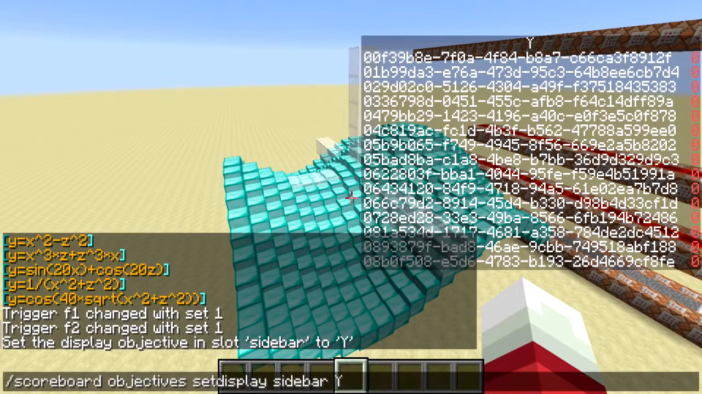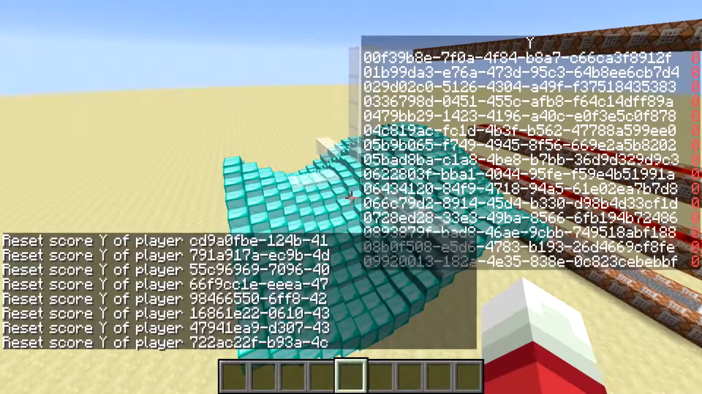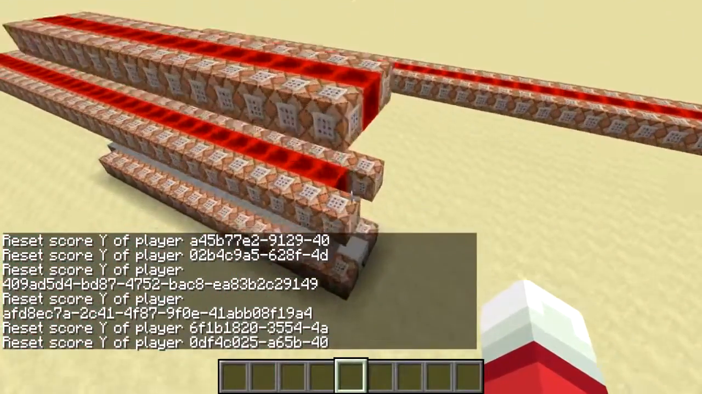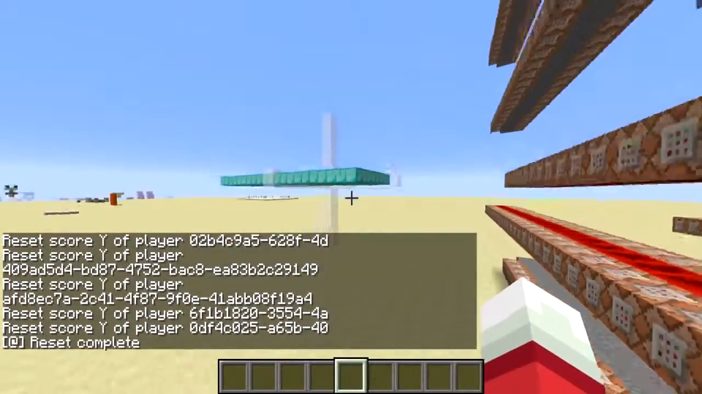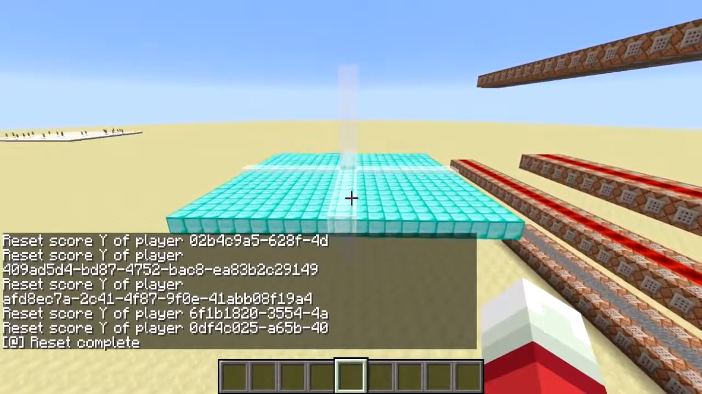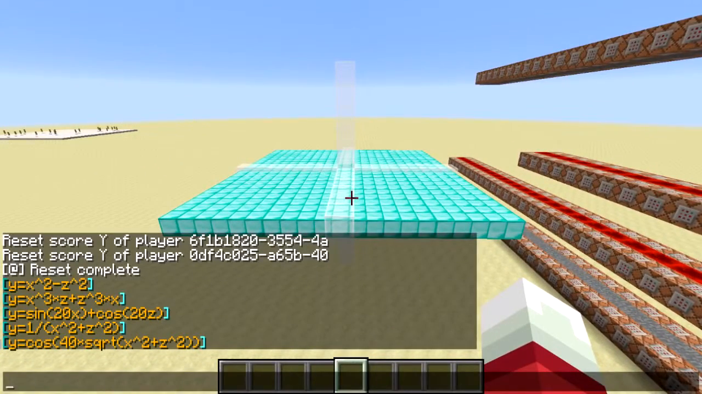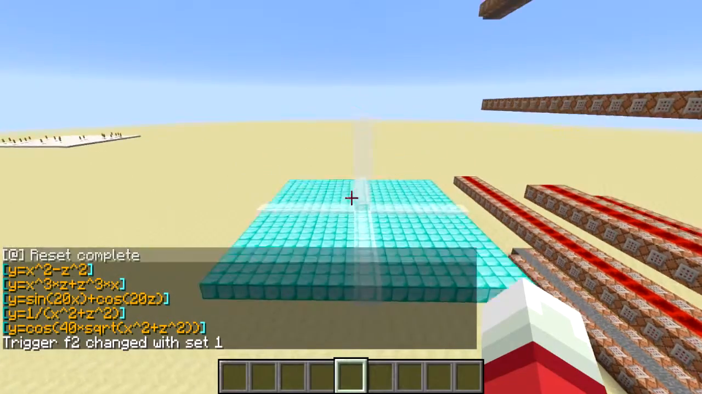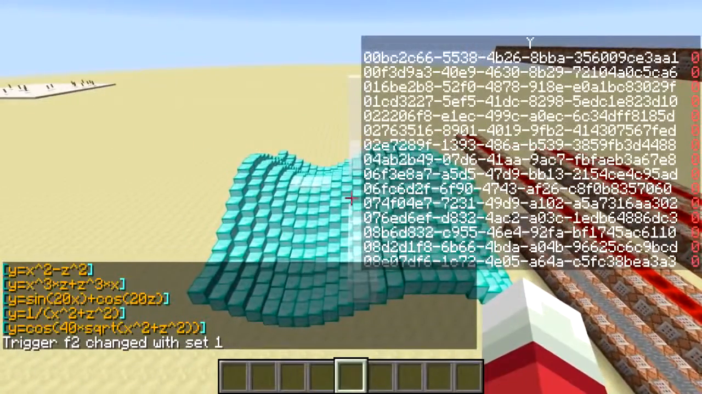I'm not actually sure. Let's do players reset star. There might be some old armor stands sitting around. So let's reset it and try it again, and see if those Y values get put where they should be. So let's do this thing. It takes a while to calculate all the sines and cosines.